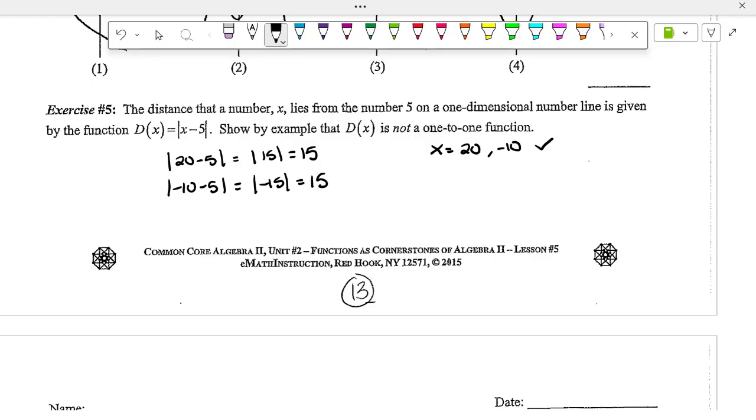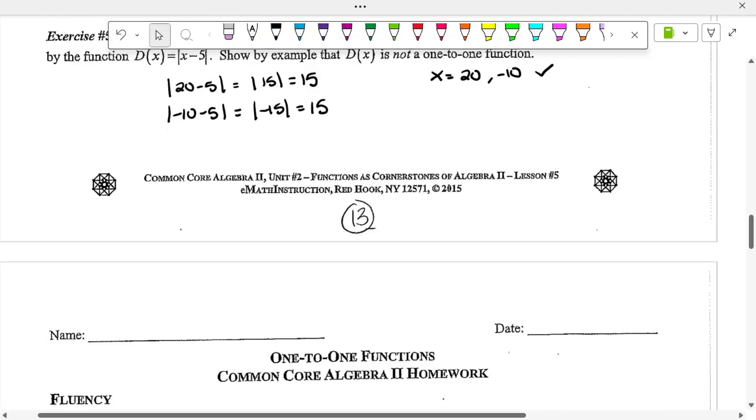All right. So again, there's no right answer for this because the only number that would not have a negative counterpart that I could plug in for x is 5. Because 5 minus 5 is 0. Absolute value of 0 is 0. Well, you don't have a negative counterpart of 0. 0 doesn't even have a positive counterpart because 0 is neither. All right, so that's 1 to 1.